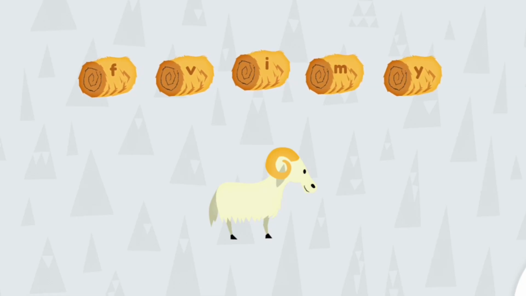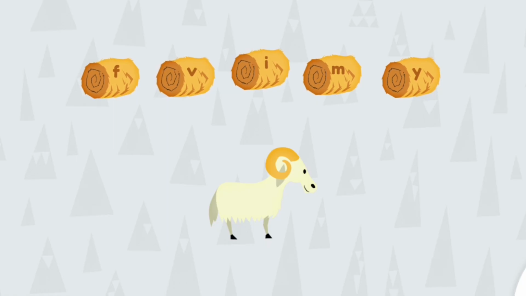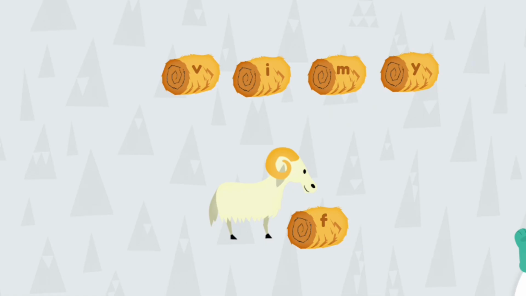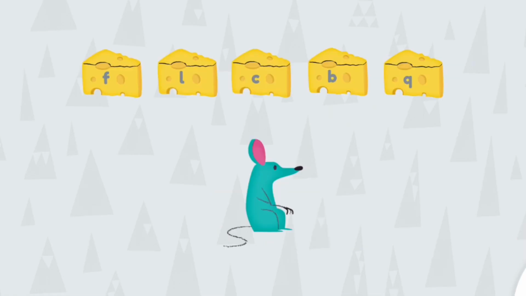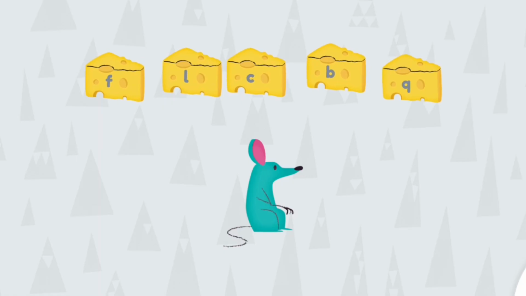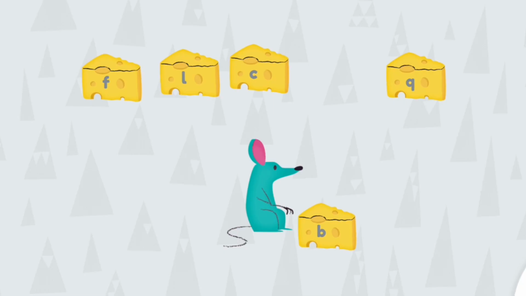Give the ram the hay with the letter F. Cool beans! Give the rat the cheese with the letter B. B. Keep it up.